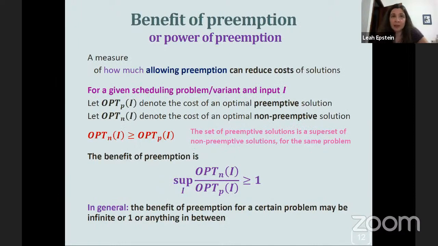Okay, many definitions, but I just need one important definition for this talk, which is the benefit or power of preemption. So we measure how much allowing preemption can reduce the cost of solutions. For all problems that we consider, if preemption is allowed, it doesn't mean that you need to use it. So every non-preemptive solution will also be a preemptive solution, but a preemptive solution could be different. It can split jobs. So we compare an optimal preemptive solution and an optimal non-preemptive solution for the same input.